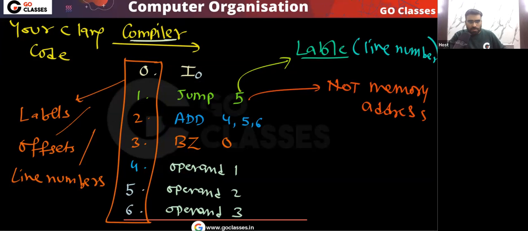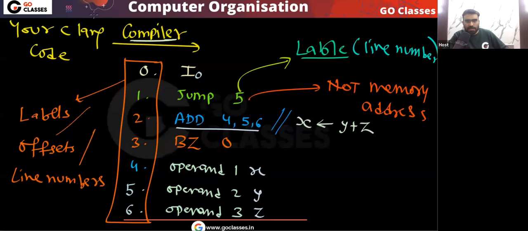This is just your line number. Now, what this instruction means, let me tell you. You might be thinking, sir, what does this instruction mean? Operand 1, let's call it X, operand 2, let's call it Y, operand 3, let's call it Z. So this instruction simply means that in X, you have to put Y plus Z. Is this clear? Please tell me.